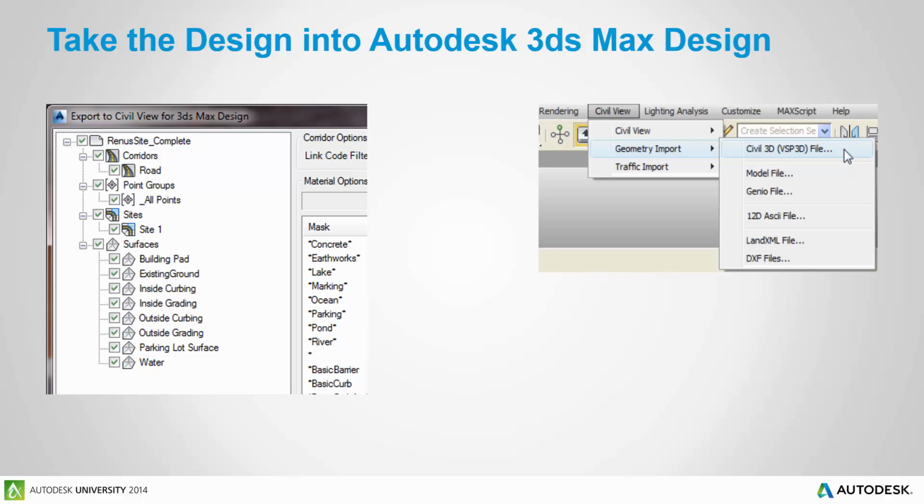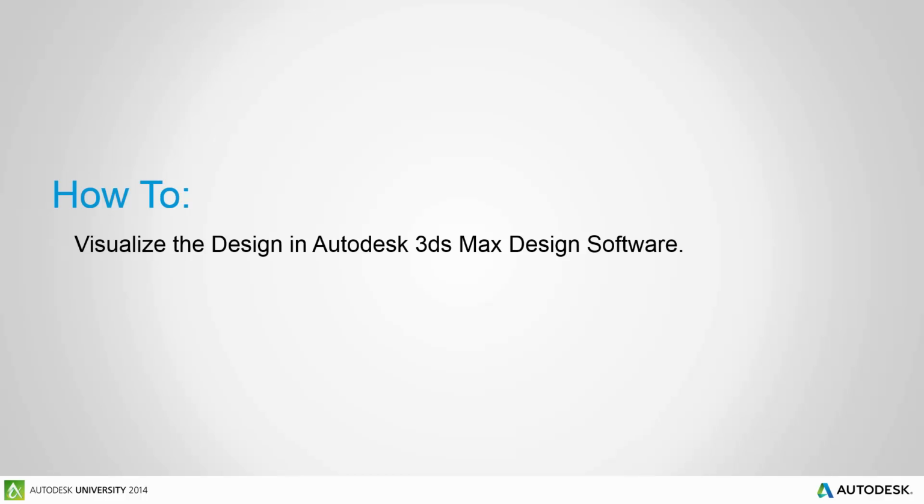The import process involves using Civil View inside of the Autodesk 3ds Max Design software. So what you'll do is take it from Civil 3D by exporting out to the VSP 3D data format and then import that into Autodesk 3ds Max Design and view it and make any corrections as necessary. So let's actually take a look at how we take it from Civil 3D into 3ds Max.